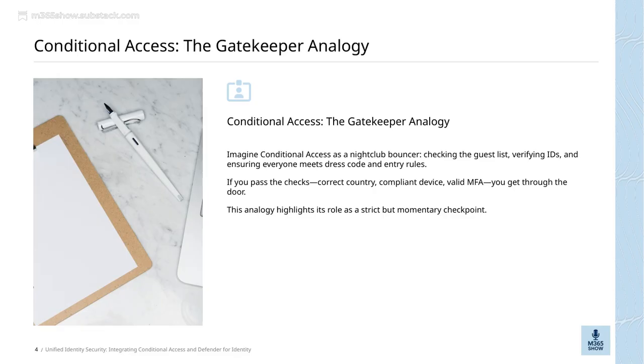By thinking of it as a gatekeeper, it helps us understand how conditional access controls access dynamically, based on the specific context of each user and device. This is a key part of our overall security strategy, making sure that only authorized users with compliant devices and proper authentication can access sensitive resources.